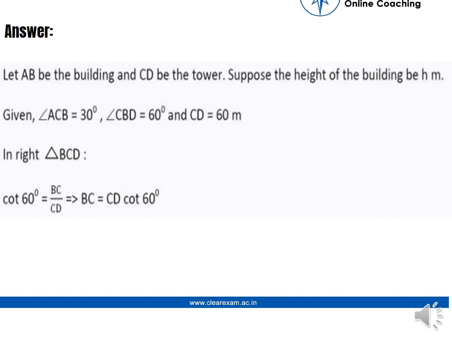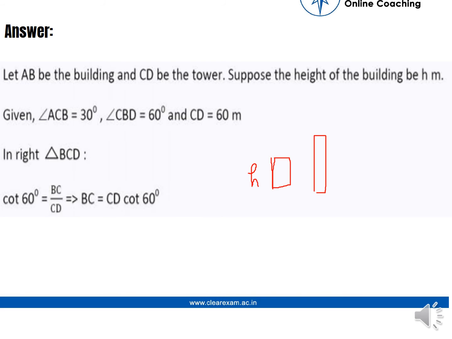So let's consider AB as the building and CD as the tower. Suppose the height of the building is H. Let's say we don't know the height of the building yet. So let's consider the building height H.